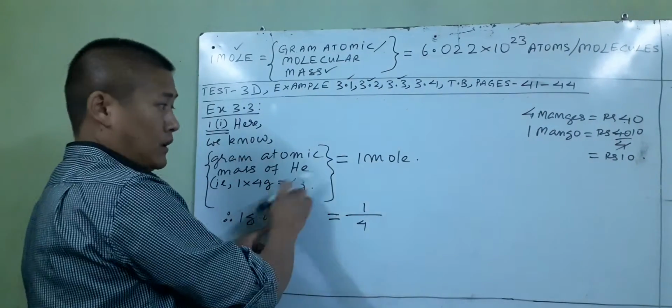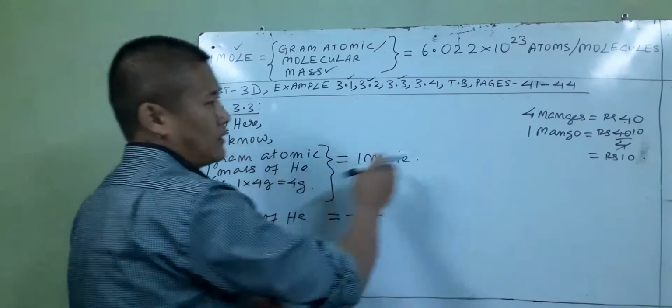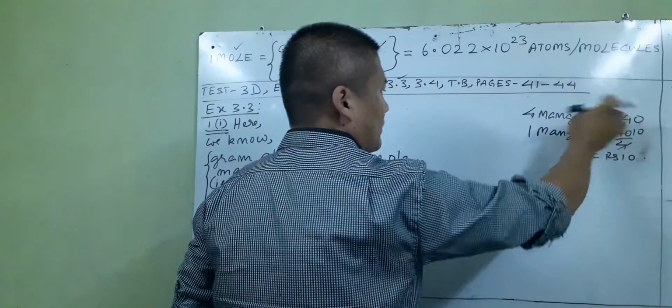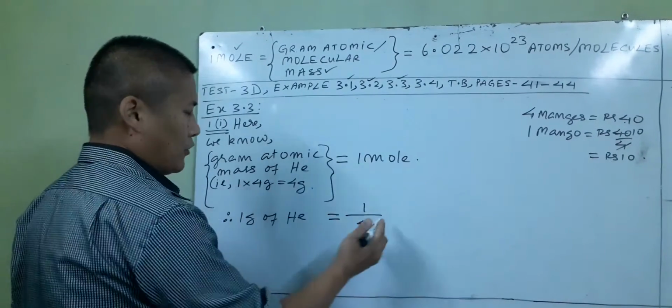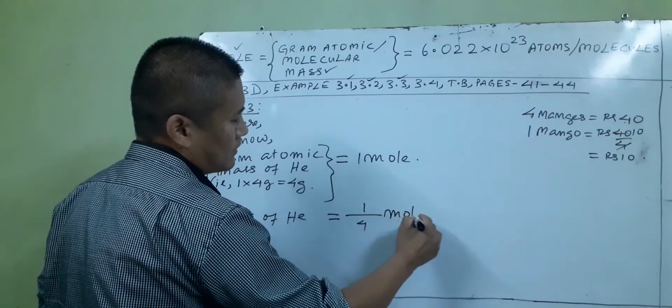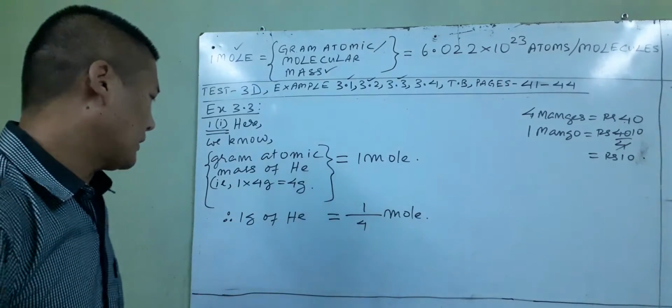1 divided by this 4, just like we did 40 by 4. So 1 by 4 here. Right side by left side. And then the unit on the right side is mole. So we write there mole, right?